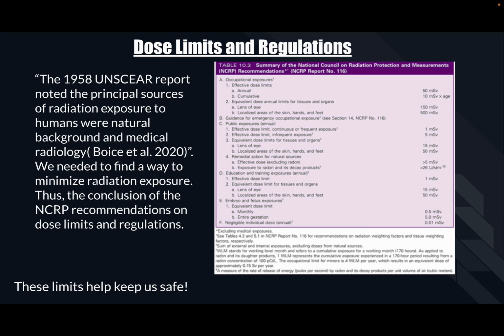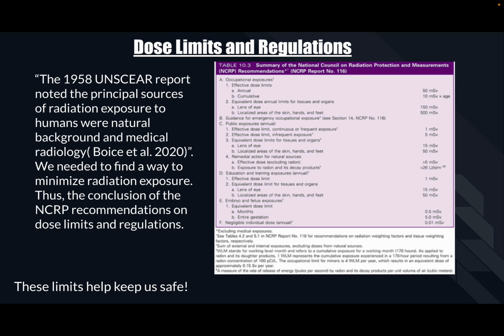So before we move on, let's talk about a couple of these numbers. For occupational exposure, the annual amount is 50 millisieverts, and the cumulative amount is 10 millisieverts times your age. So I'm 21, so my cumulative or lifetime dose that I can have is 210 millisieverts.